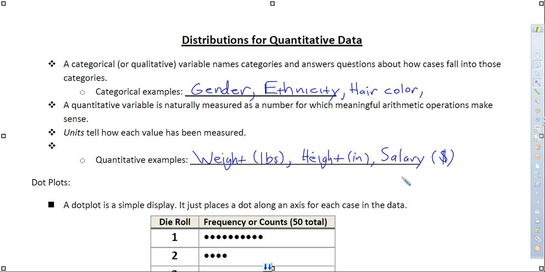Now let's consider another example. What if I said zip code? Do you think zip code would be a categorical or a quantitative variable?